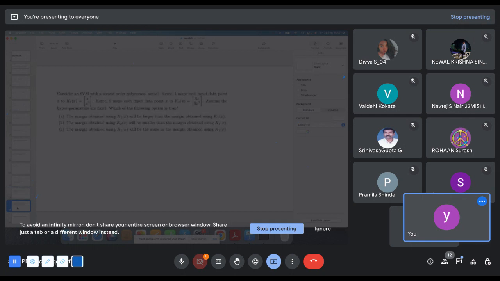Another question. This is again a question on kernels. Suppose you map an input point to a kernel of the form x and x square, and another kernel maps an input to another form. So the margin obtained by using kernel one will be more, or kernel two?